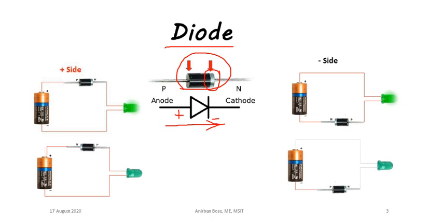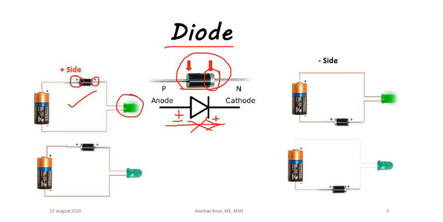But if you connect it in the opposite way, that means this end with the negative power source and this end with the positive one, then there will be no current through the diode. Here you can see there is a battery and this is the positive end, and this positive end is connected to the anode part and the negative end is connected to the cathode part through this LED. That is why it is okay and the LED is glowing.